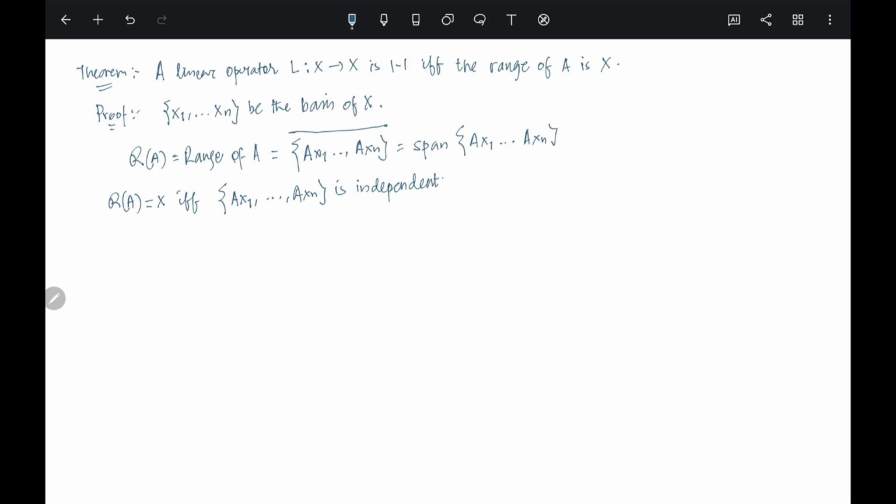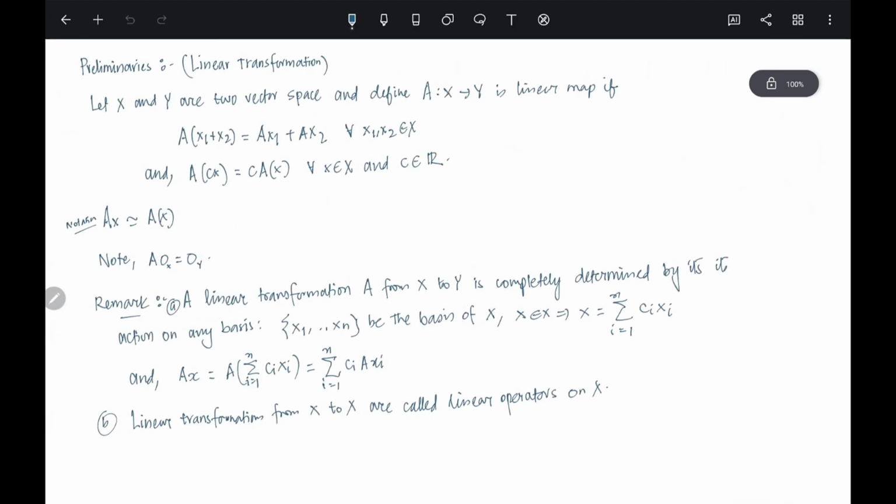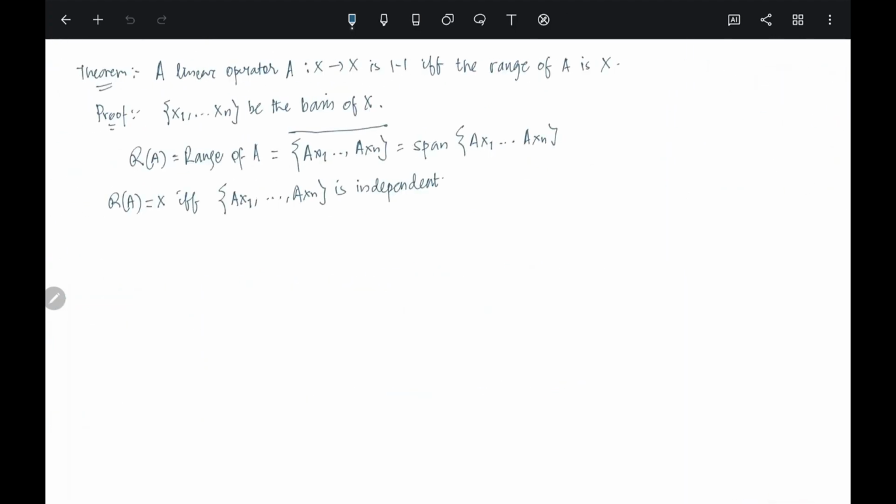Sorry, I was writing the wrong symbol here, so let's write it as A, because I started our linear operator as A, right? So we should do it like this. Range of A is x if and only if this set is independent, right? Now we have to show that this can happen if and only if A is 1-1. So how do you show that? Let's say A is 1 to 1.